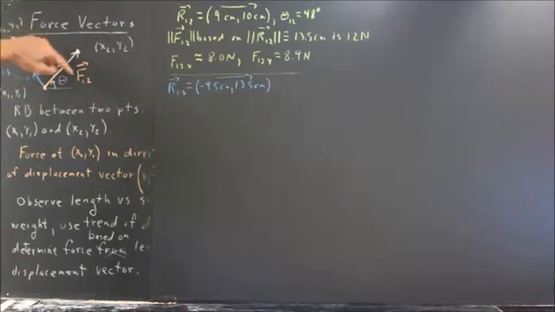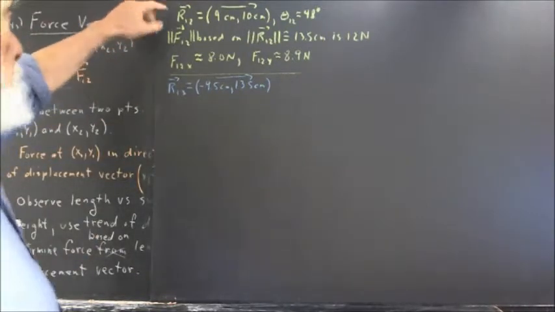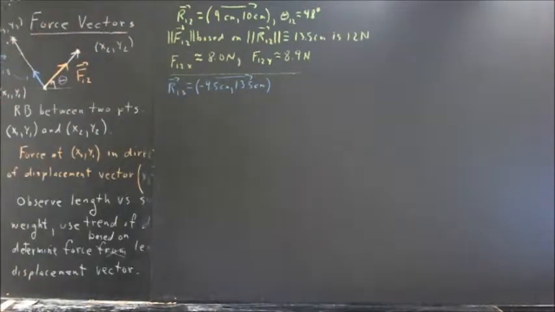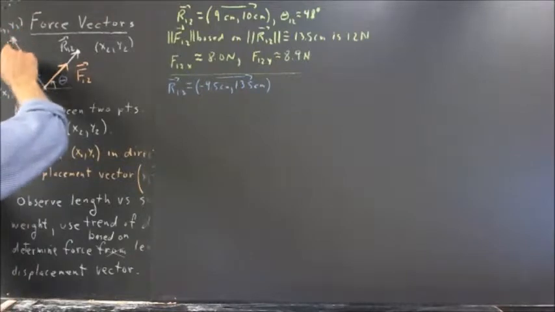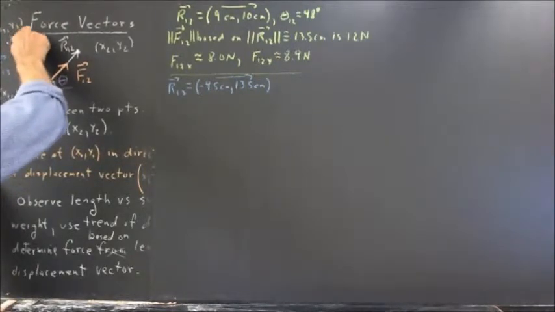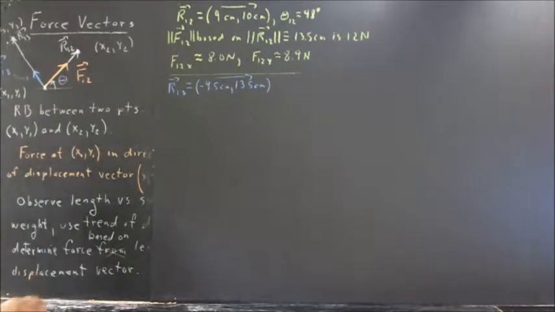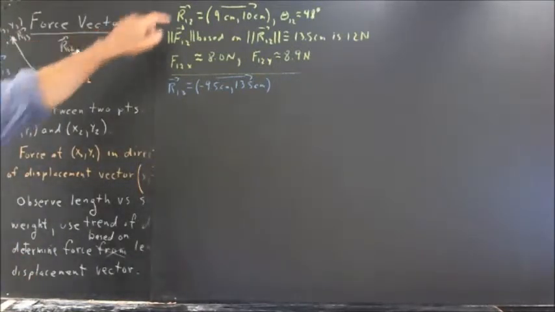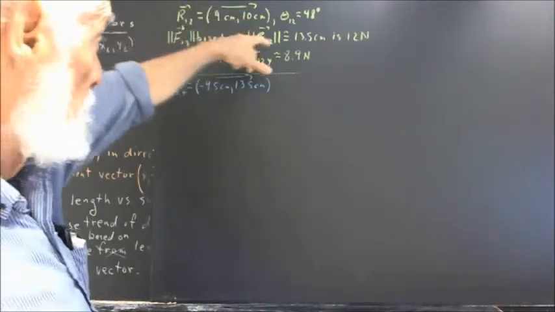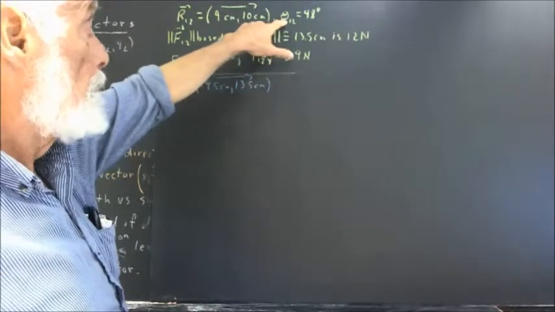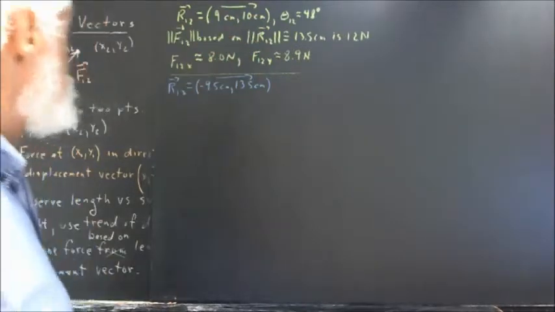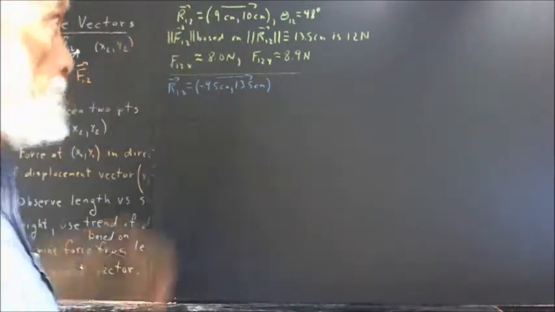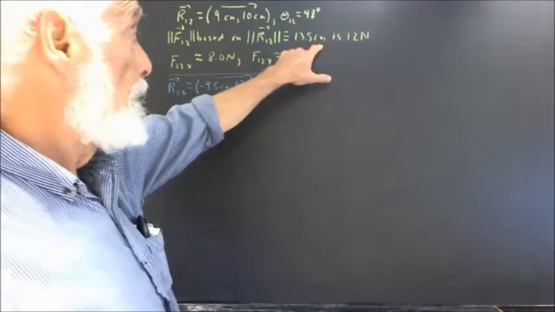Now, summarizing what we did here, I'm going to use R12 as the displacement vector. So our displacement vector here would be R12, and our displacement vector here would be R13. Now, for the R12 vector, which had components 9 and 10 centimeters, we in a very straightforward manner determined angle theta, which I'll call theta 12, to be 48 degrees, taking the arctangent. And the magnitude of R12, using the Pythagorean theorem, turned out to be about 13.5 centimeters.